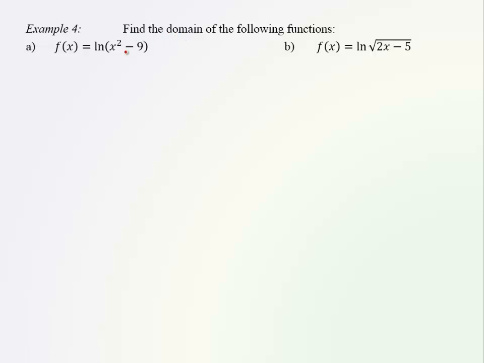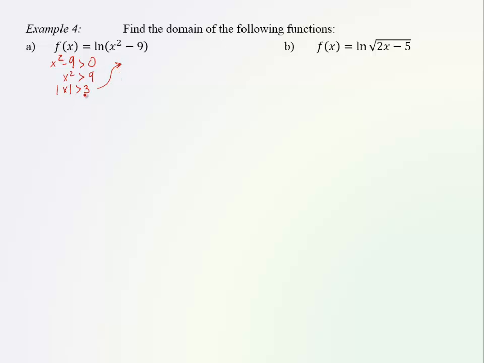How do we find domains of functions involving logs or ln? Well, we need to remember that any logarithm, no matter what the base, has to have positive input. So in the first case, our input is x squared minus 9, and this has to be bigger than 0. So we need to solve this condition to find the domain. How do we do that? Well, we can bring the 9 to the other side and apply square root on both sides. That would mean that the absolute value of x is bigger than 3.